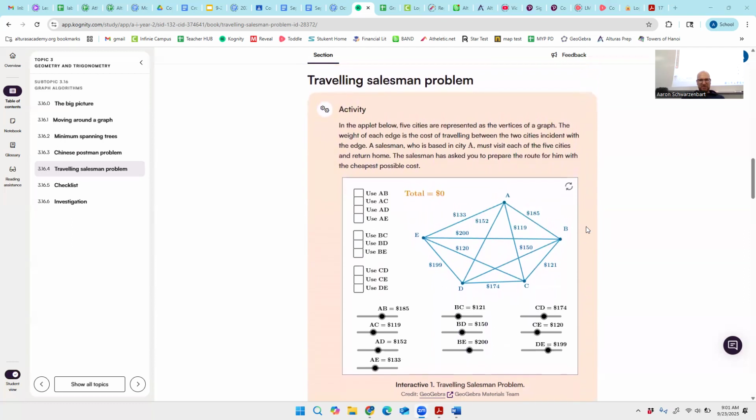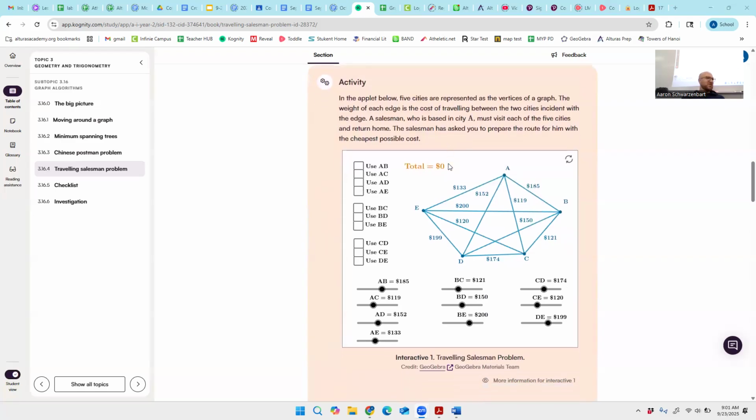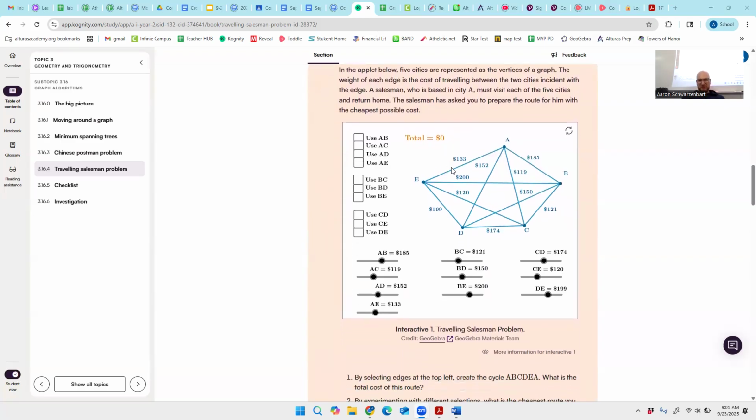So, in the applet, 5 cities represent the vertices of a graph. The weight of each edge is the cost of traveling between the 2 cities. The salesman is based in city A, that means it's where you have to start, and must visit each of the 5 cities and return home. He has asked you to prepare the route with the cheapest possible path.